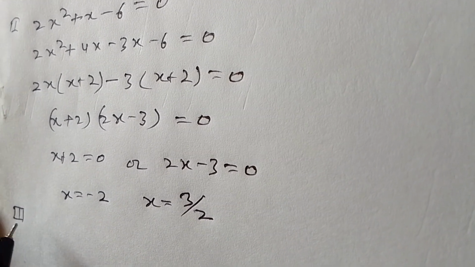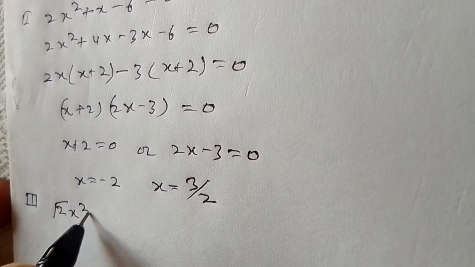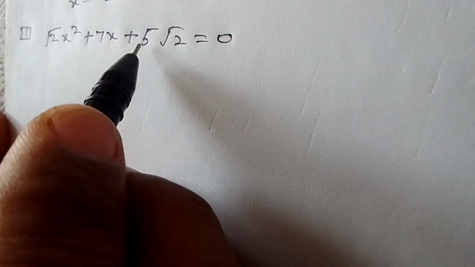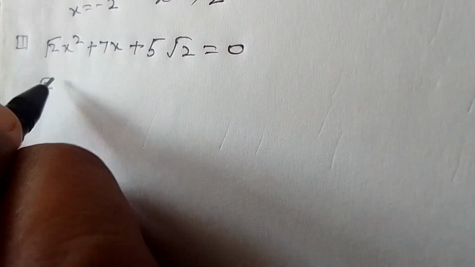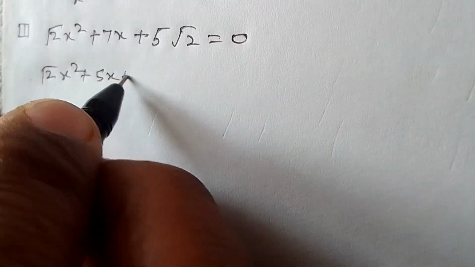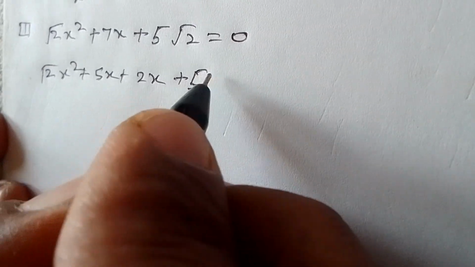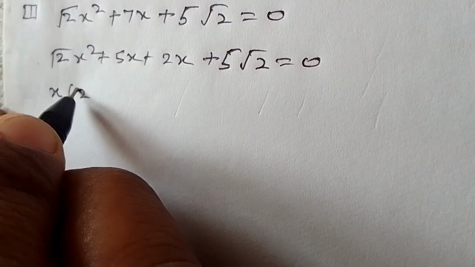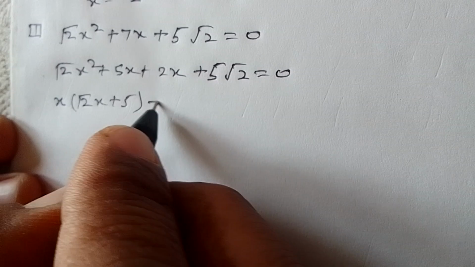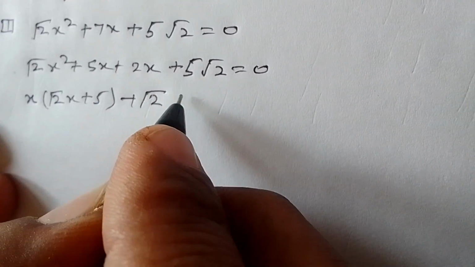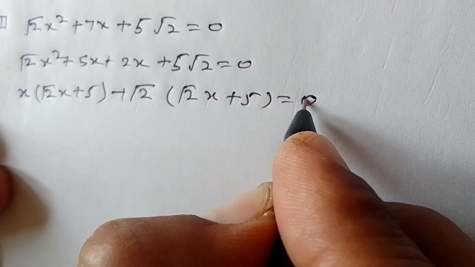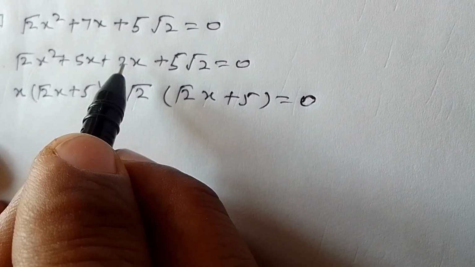Now the third part is √2x² + 7x + 5√2 = 0. Now we will break 7x into two parts so that the product becomes 10. So √2x² + 5x + 2x + 5√2 = 0. Now taking x common, it becomes x(√2x + 5) + √2(√2x + 5) = 0, because √2 multiplied by √2 becomes 2.